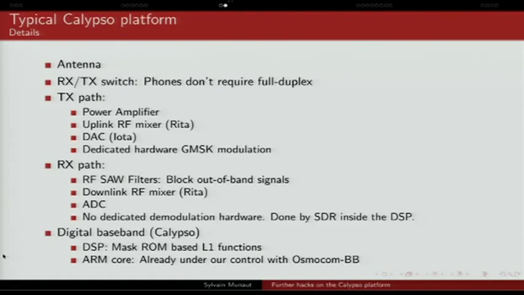And the DSP pretty much implements all the layer 1 functions. The ARM core, well, as I said, we already have Osmocom BB, which is an open source baseband implementation. Osmocom BB works, and so the ARM core is pretty much under our control, which means we can do whatever we want with it.